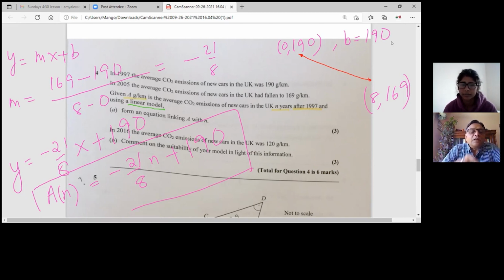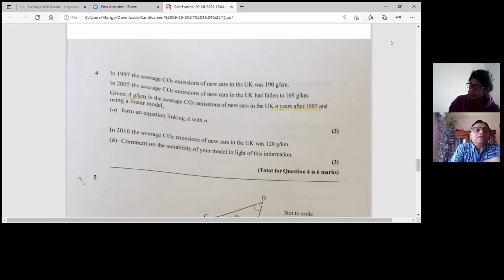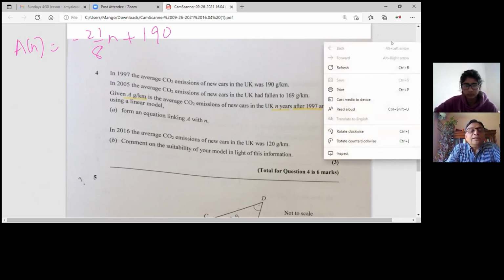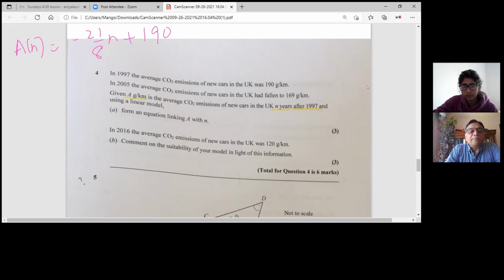Right. Now, let's do part B. So you make a note of this equation, minus 21 over 8 n plus 190. So we have A as a function of n is minus 21 over 8 n plus 190. Correct? Now part B is, in 2016, the average CO2 emission of new cars in UK was 120. So we are going to 2016. Comment on the suitability of your model in light of this information.